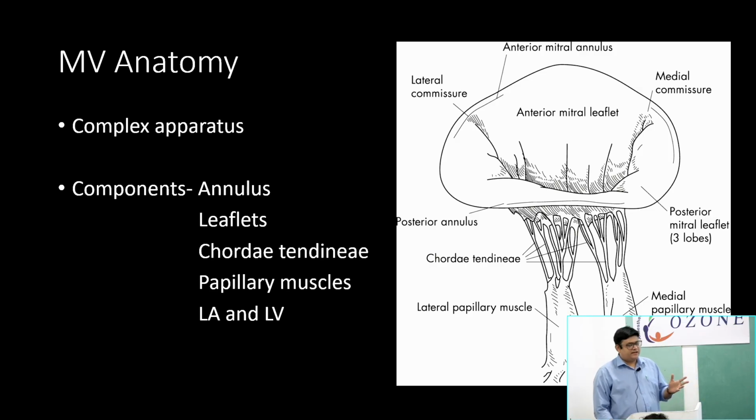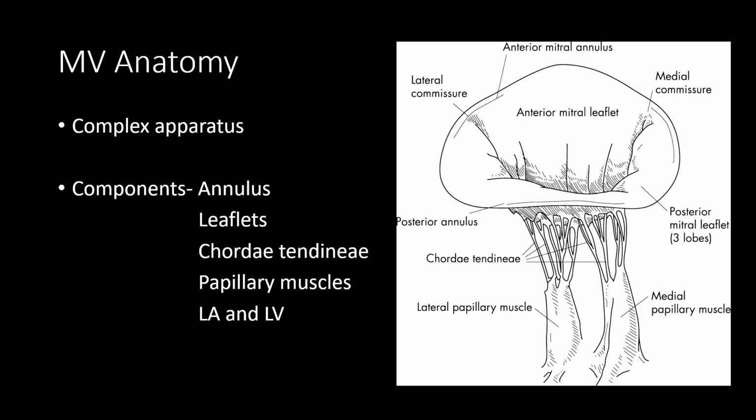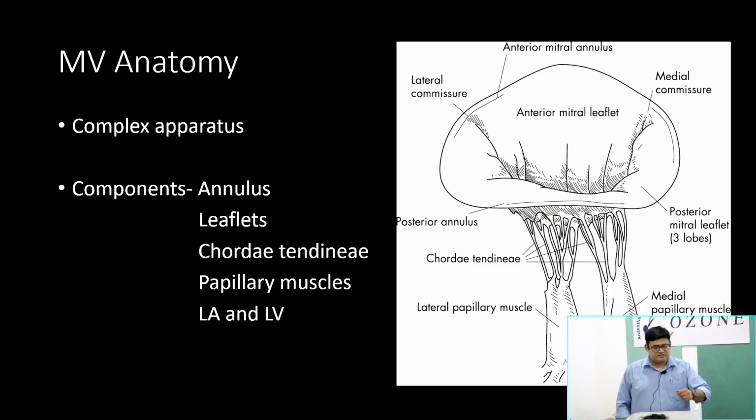So mitral valve is a complex structure. Its components are the annulus, the leaflets, the chordae tendineae, the papillary muscles, and the LA and LV also contribute to the function of the mitral valve.